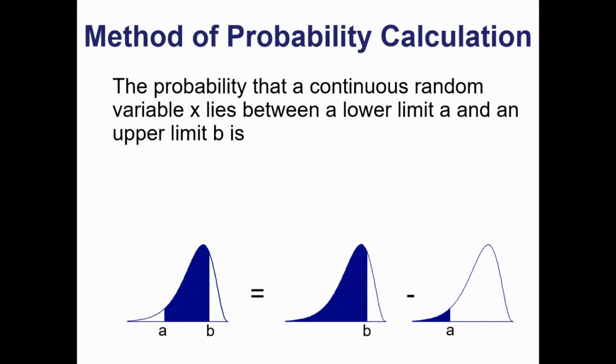So yesterday, just briefly at the end of class, we talked about how the probability that a continuous random variable x lies between a lower limit and an upper limit is the probability of the upper limit minus the probability of the lower limit.